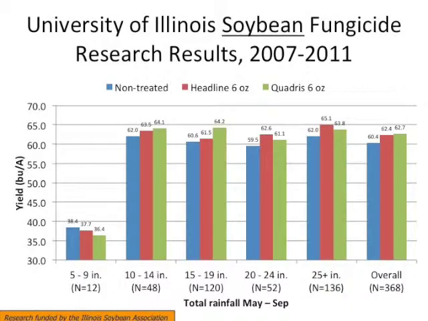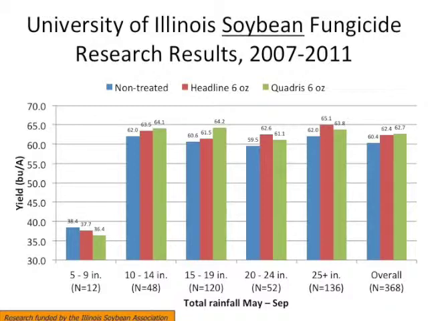This is looking at rainfall between May and September. Again, we have different categories there, where the driest environments would be on the left-hand side of the graph and the most wet environments would be on the right-hand side. In this case, we're looking at direct comparisons of Headline and Quadris with an untreated. Across all of these different environments, our treatment list would change from year to year, but the 3 treatments that we had in common were the untreated, Headline, and Quadris.